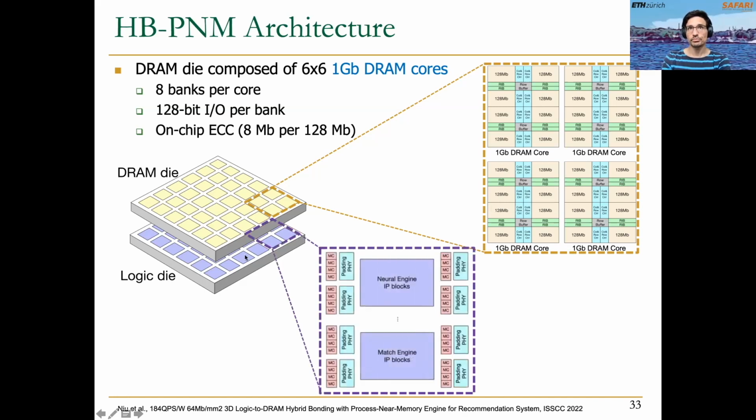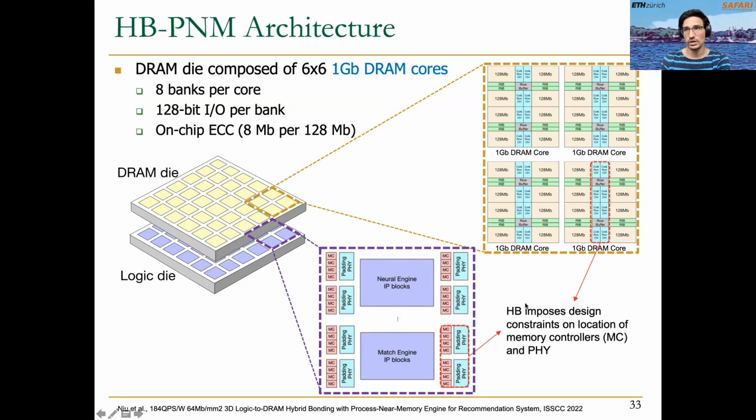In the logic die, underneath these 4 blocks of DRAM, what we find is these neural engines and match engines that can access the DRAM cores through the corresponding memory controllers and physical interface, as you can see in the figure. It's interesting to highlight here that the HB, the hybrid bonding, imposes design constraints on the location of the memory controllers and the physical interface.